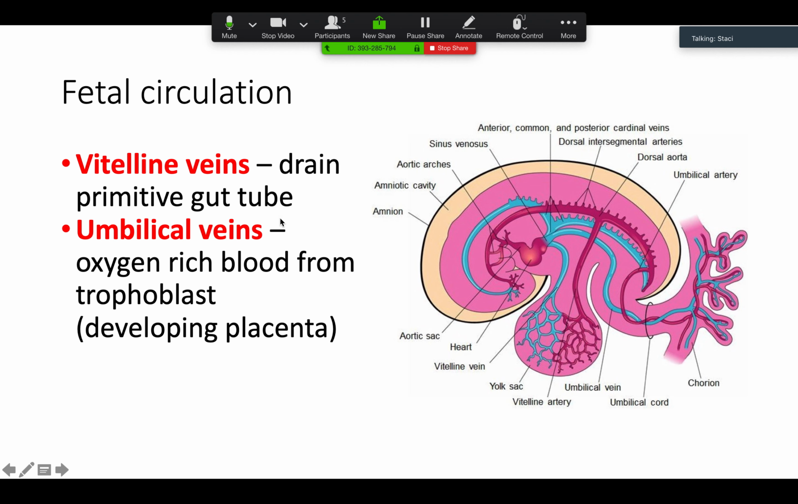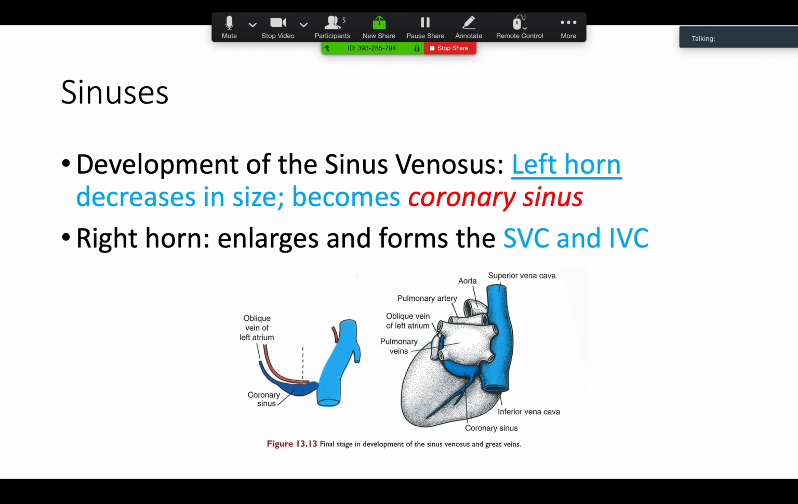There's 2 types of veins. We've got our vitelline veins, which drain the primitive gut tube, and then our umbilical veins give us our oxygen-rich blood from the trophoblast in the developing placenta. Okay, so our sinuses. If you've taken a look at the heart in lab, you can see that big sinus.